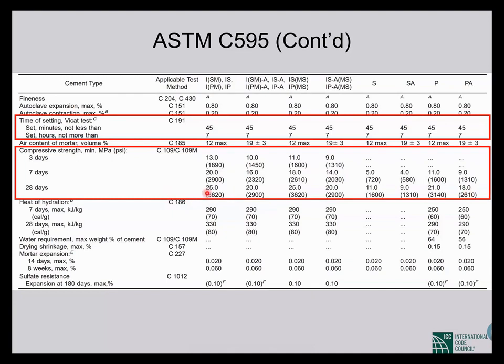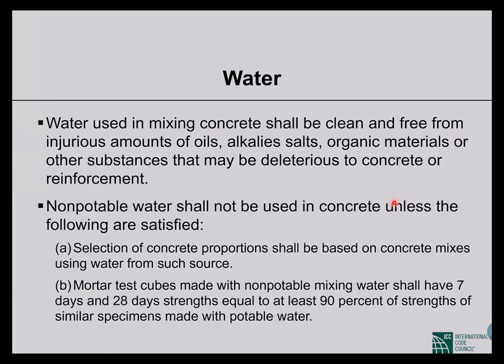28-day strength, 3-day strength, and 7-day strength, they are all specified in case of ASTM C595. So these are all about cements, two different standards, BDS-EN and ASTM.